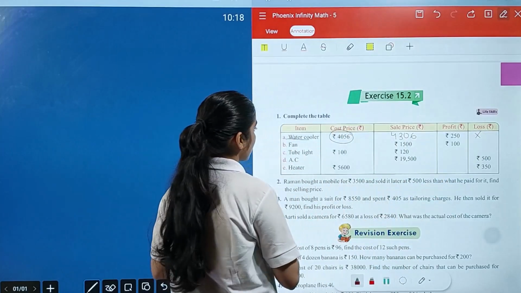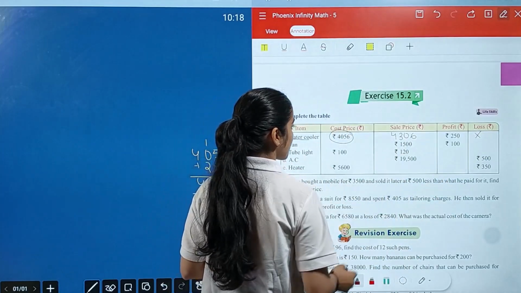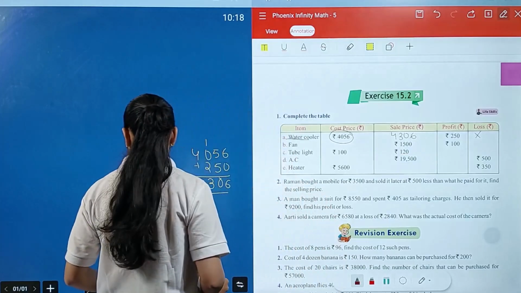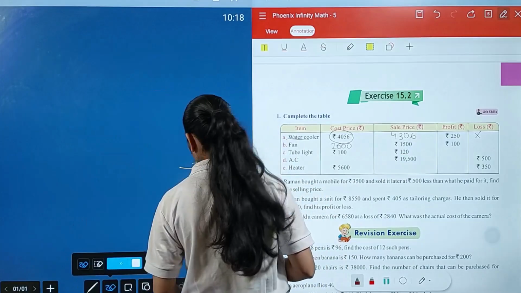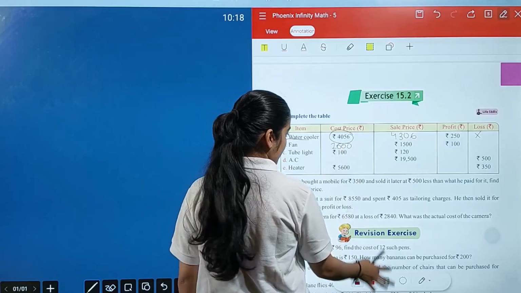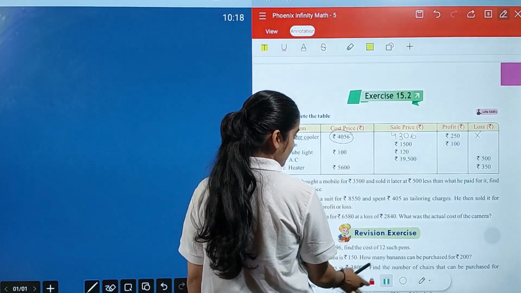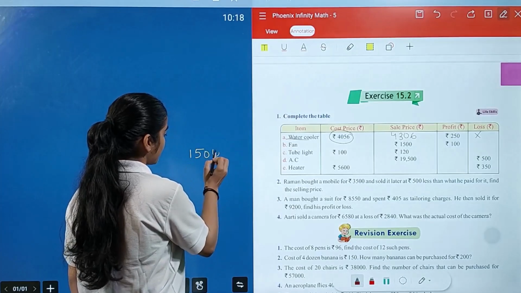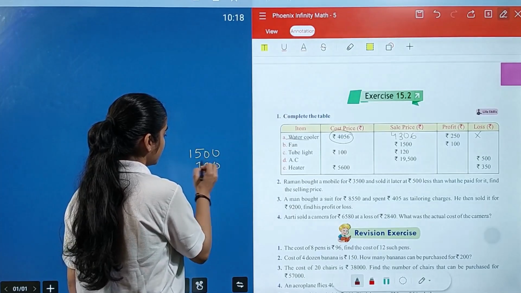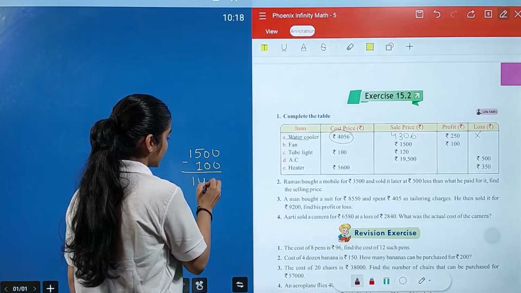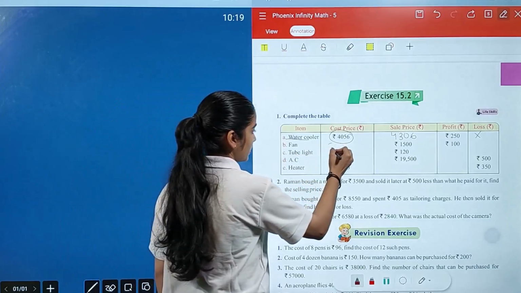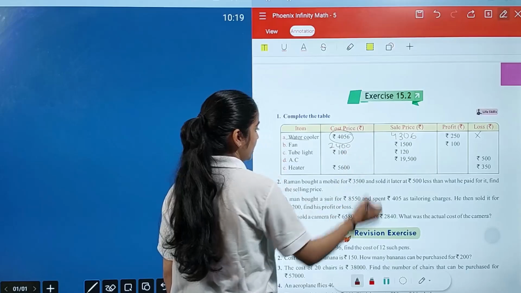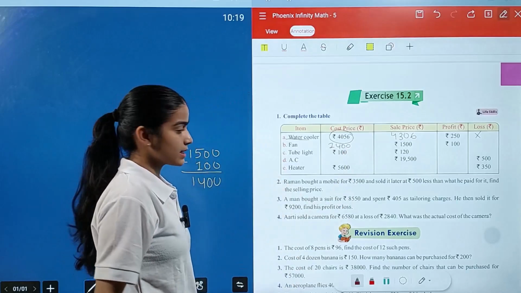Now when we don't know the cost price, we know the selling price and the profit. So in this case, we have to subtract it. So 1500, because it is a profit, minus 100, that is equal to 1400. In the same way, you have to complete this table.